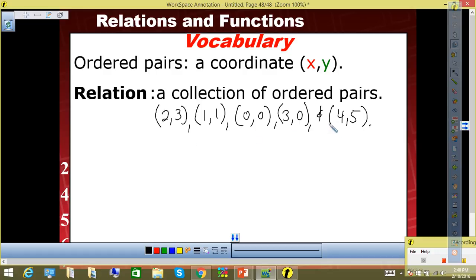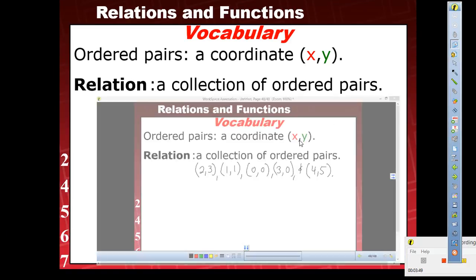You see how we have a lot of points, or a lot of ordered pairs? That's what we call a relation when you put them all together. That's a relation. Did everyone write these down? Write them down, please. Copy that. So, we know what an ordered pair is. We know what a relation is.